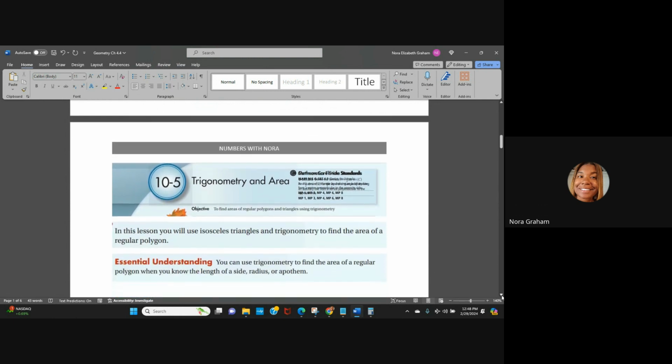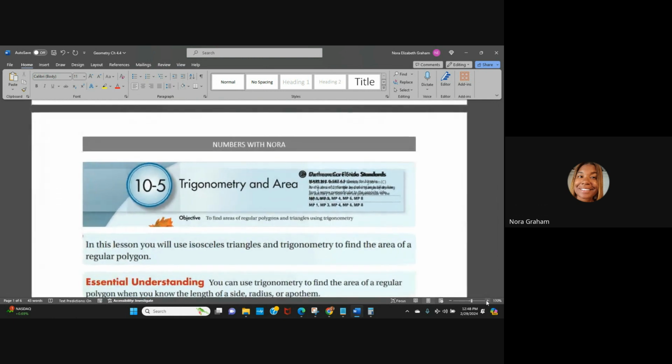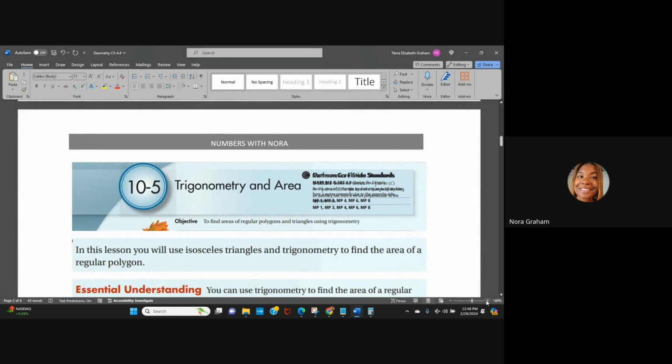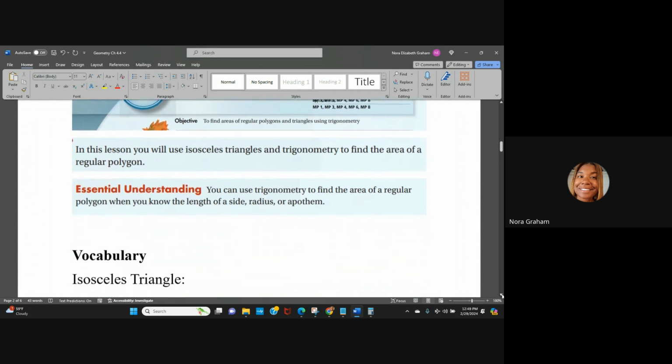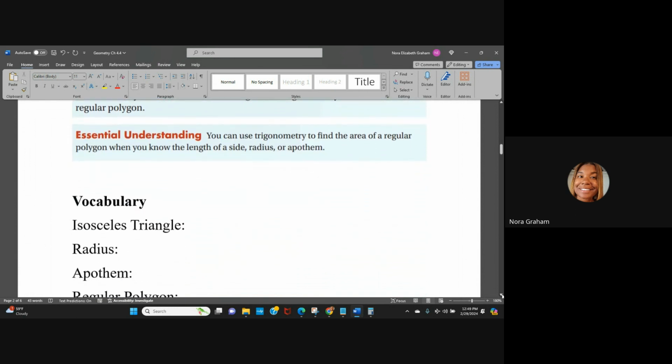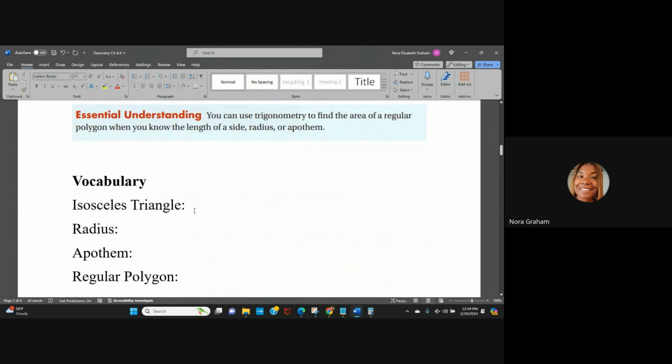Like I said, with this chapter, we're going to be doing some trig and area with geometry, and the objective is to find the area of regular polygons and triangles using trig. The one thing I do want to note that's essential is vocab, and go over some of the vocab that we're going to see when we do some of these problems.